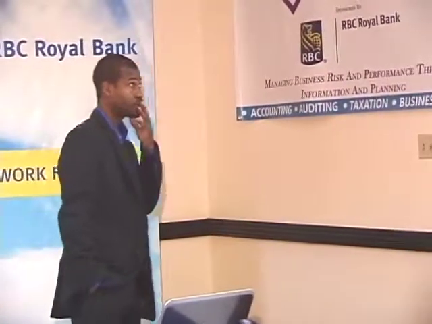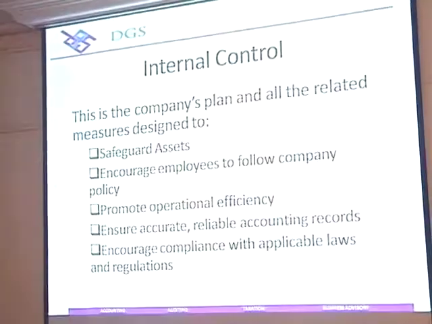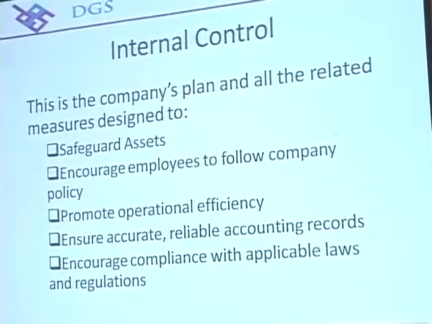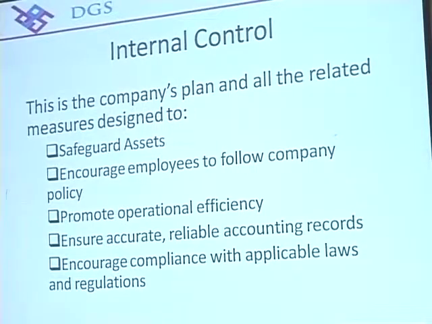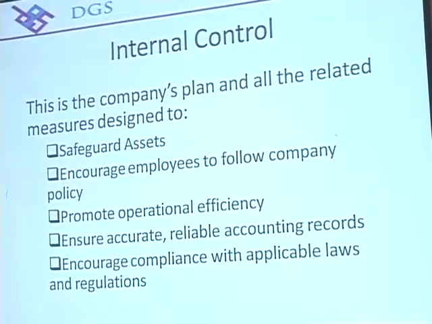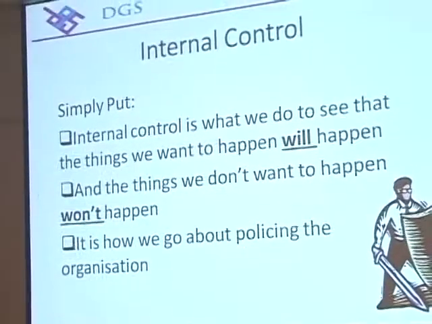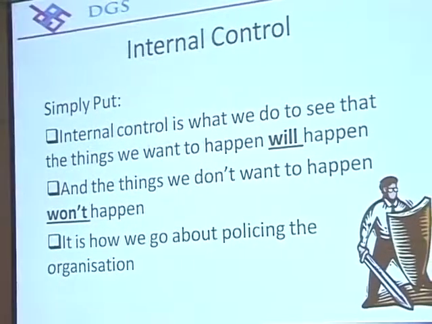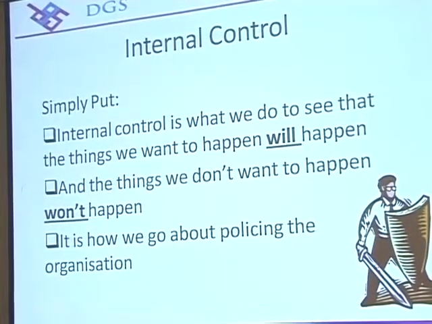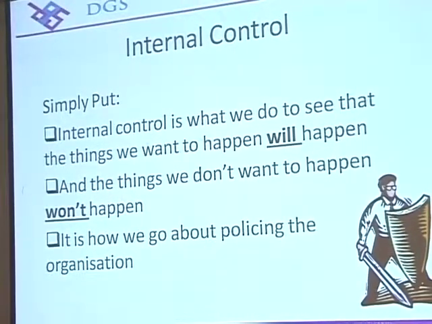Now, the last thing that we need to be looking at is our internal controls. And this, by definition, is a company's plan and all the related measures designed to safeguard assets, encourage employees to follow company policy, promote operational efficiency, ensure accurate, reliable financial reporting, and encourage compliance with applicable laws and regulations. So simply put, internal control is what we do to see that the things that we want to happen will happen, and the things that we don't want to happen will not happen. It is how we go about policing the organization.